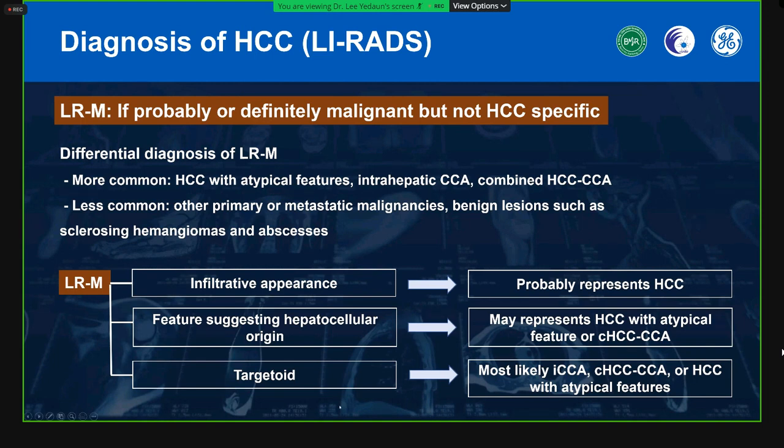So this algorithm provides imaging-based guidance for determining and reporting the most probable etiology among the more common causes. If an LR-M observation shows infiltrative appearance, it probably represents HCC. If an LR-M observation shows features suggesting hepatocellular origin, it may represent HCC with atypical features or combined HCC and CCC. If an LR-M observation shows targetoid appearance, it most likely represents intrahepatic CCC, combined HCC and CCC, or CCC with atypical features.